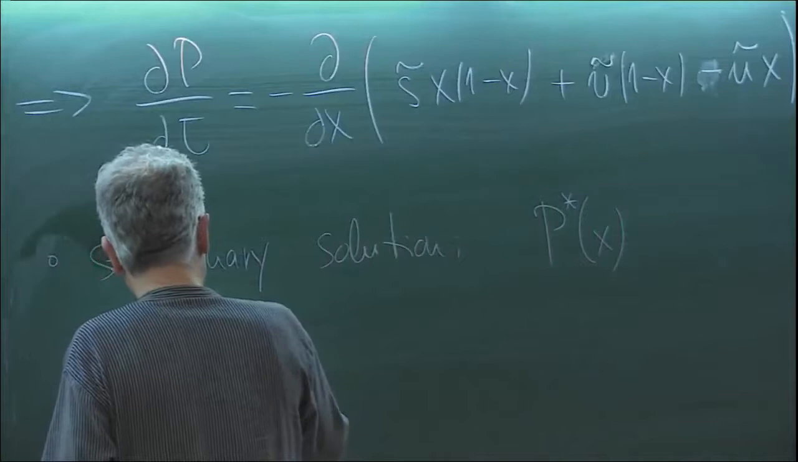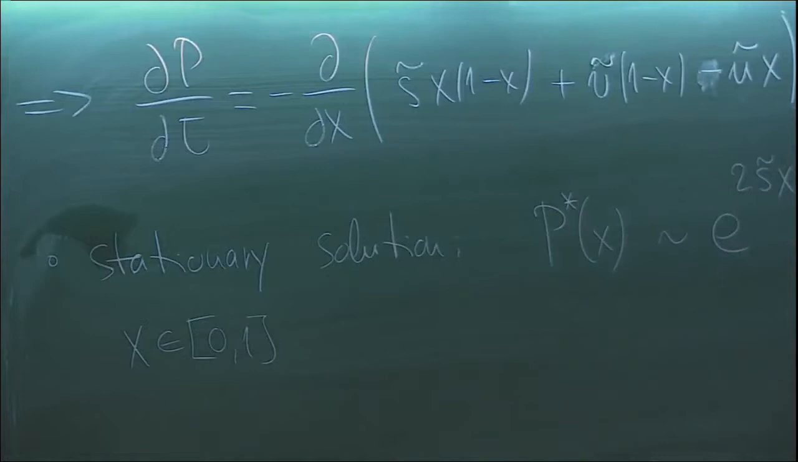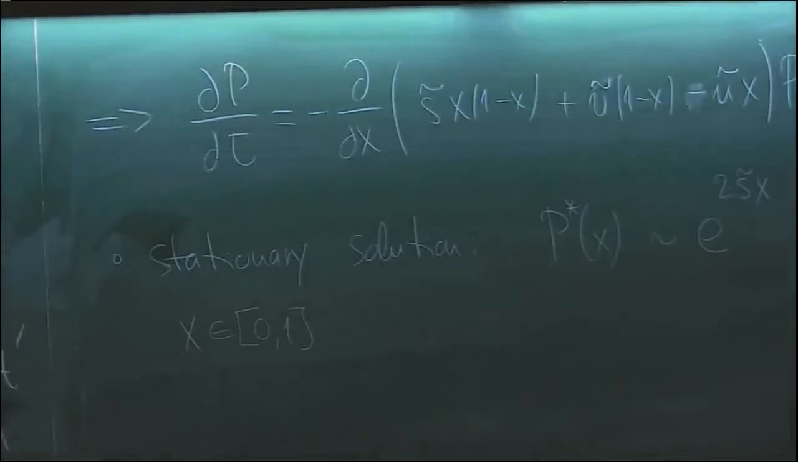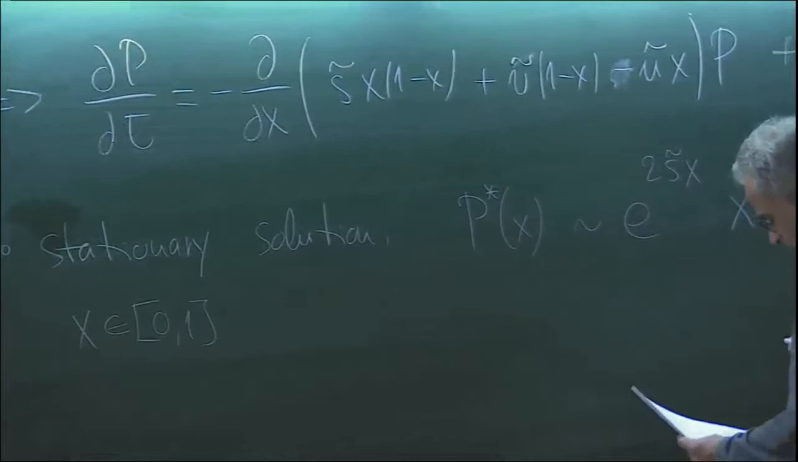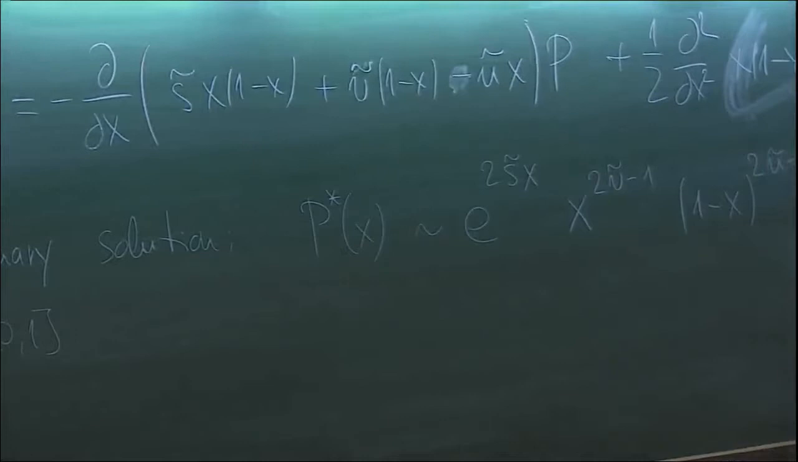The stationary solution looks as follows. There's an exponential term which describes selection. So when s is positive, large values of x will be favored. And then there are two terms that come from the mutation, and they look like this. So this is the stationary solution.